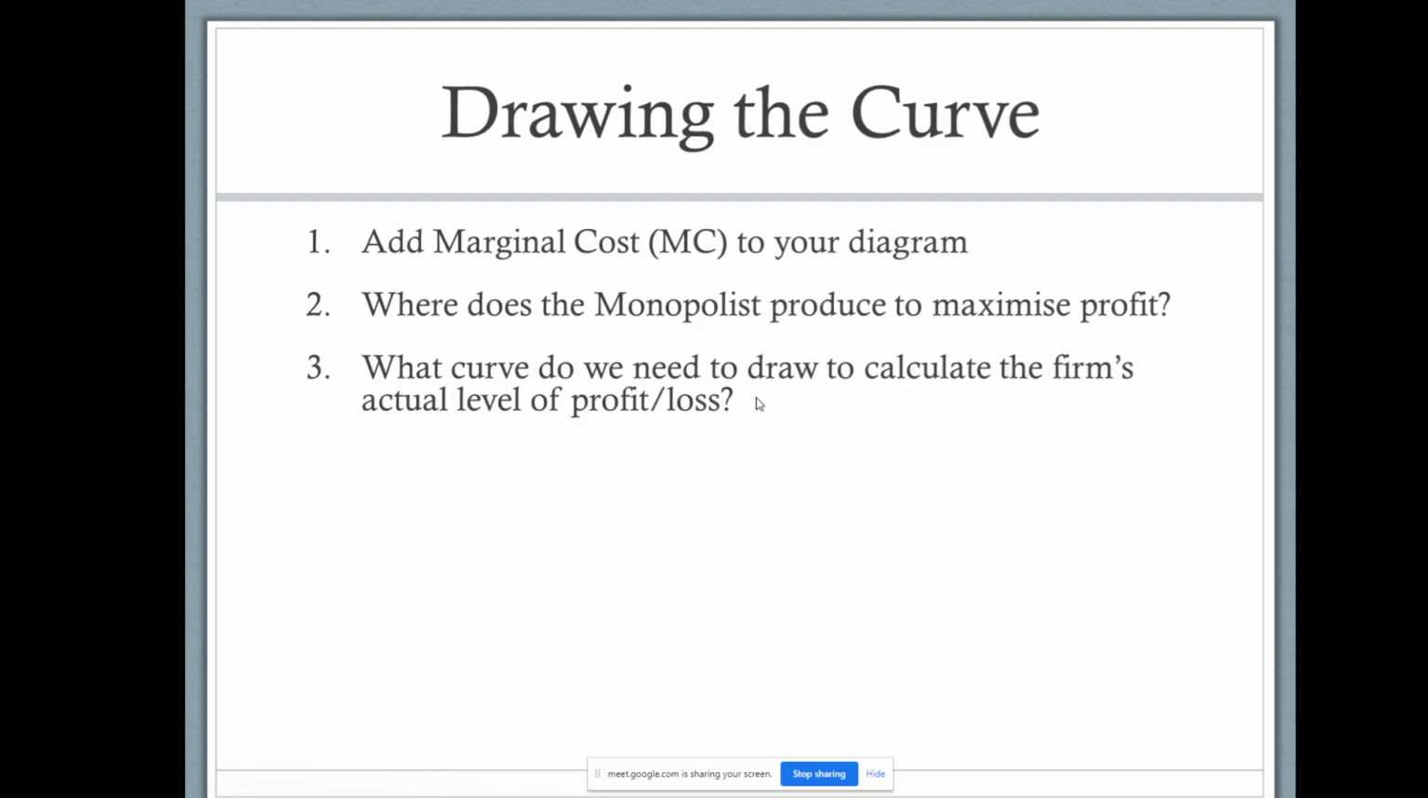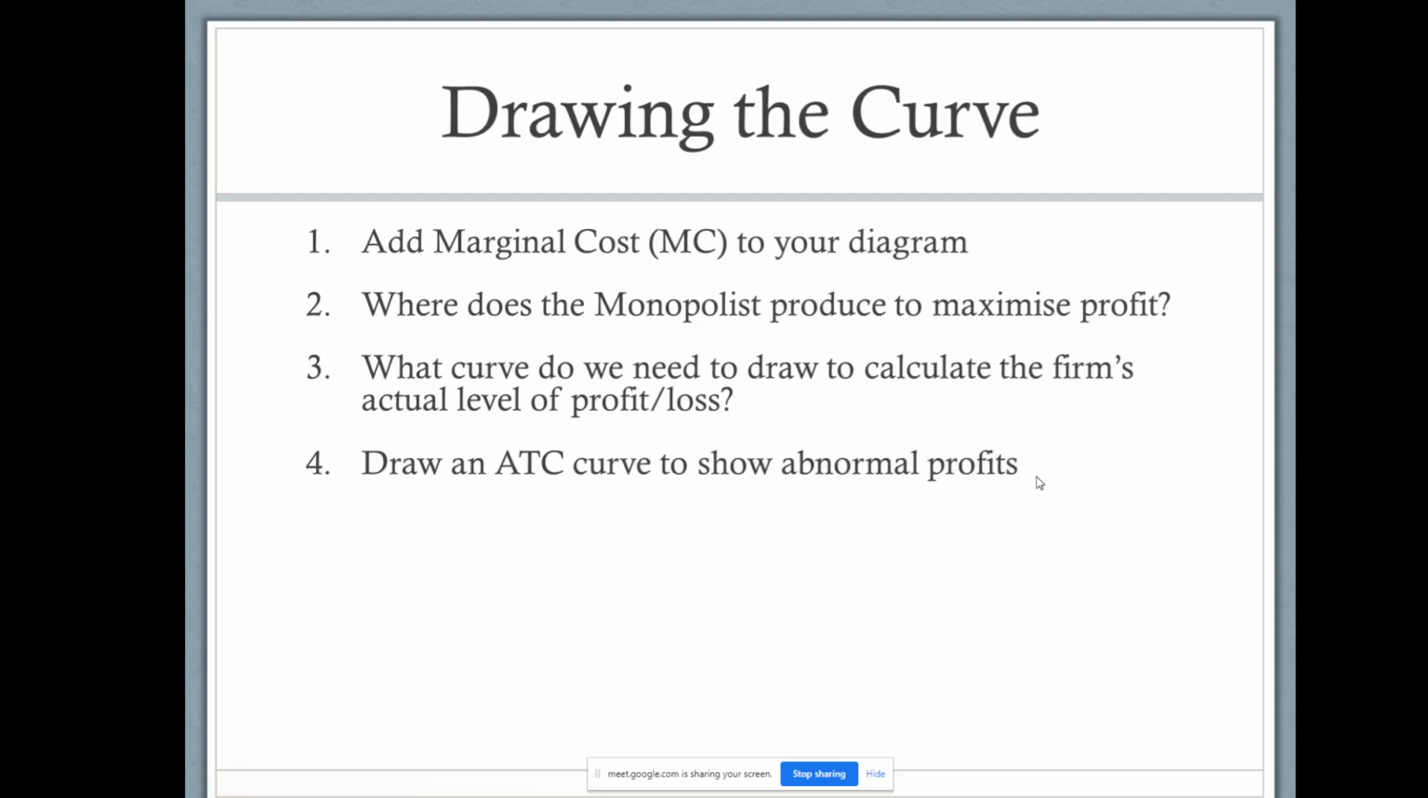The third step: what curve do we need to draw to calculate the firm's actual level of profit or loss? We still have to draw an average cost curve, and the level of the average cost curve will always determine whether you are earning a profit or a loss. It doesn't matter if you are in perfect competition or imperfect competition. The average cost curve always determines whether you earn profits or losses. So that is the third step that you have to work on.